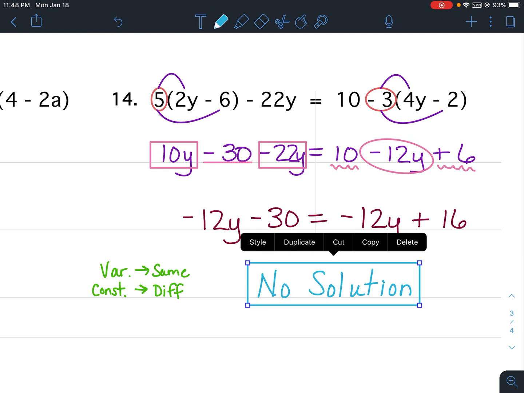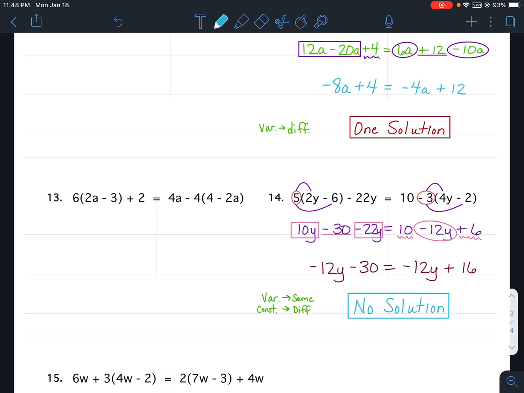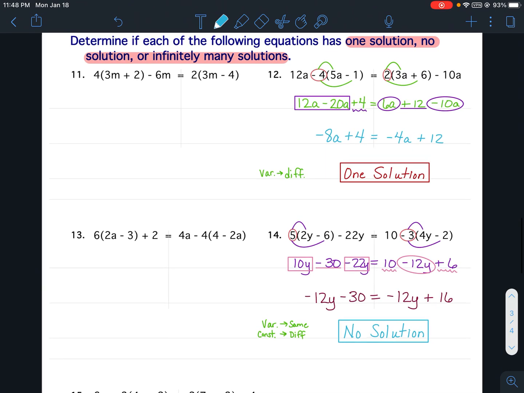Now remember, if everything is exactly the same thing on both sides, that is an infinitely many solutions. Please be careful with your signs. If you have any questions on 11 through 15, please do not hesitate to ask.